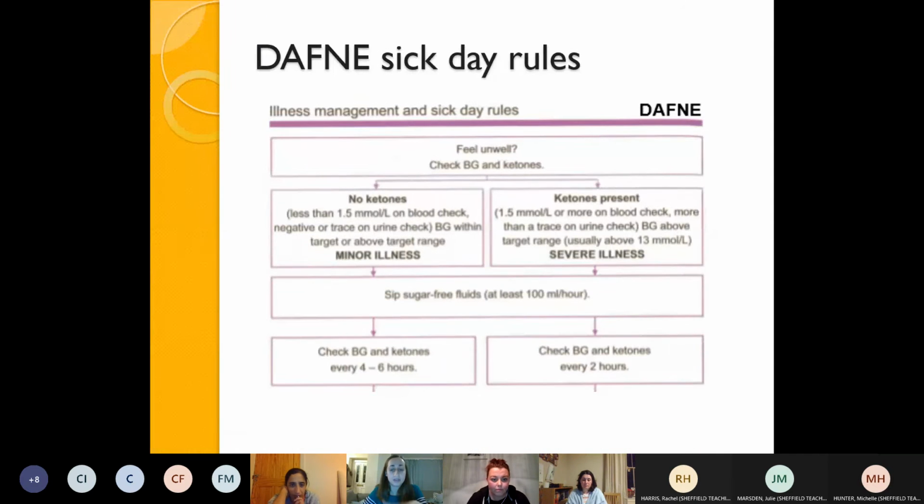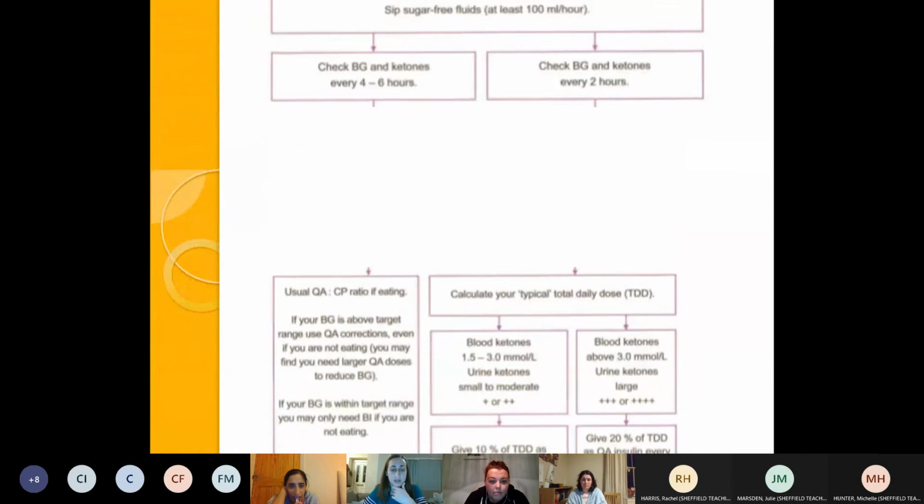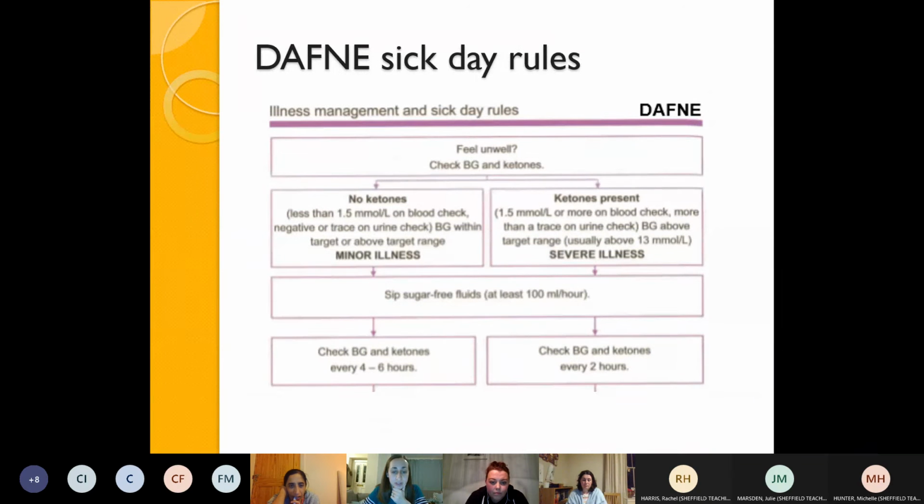So these are the DAFNE sick day rules. I've split them in 2, so it goes over 2 pages. Essentially, the important thing is how often they need to be checking. This is for them at home, but it's good for us to know, and you can just Google DAFNE sick day rules and this comes up. If there are no ketones, i.e. less than 1.5, but they're not feeling very well, they just need to keep an eye on things, sip water and keep an eye on their blood glucose and ketones every 4 to 6 hours. If they have ketones greater than 1.5, then we need to be doing it every 2 hours.